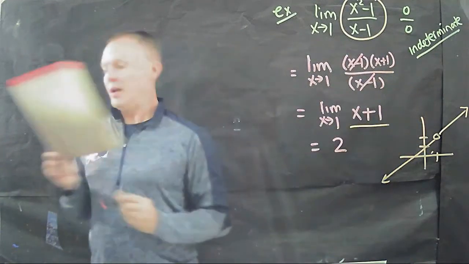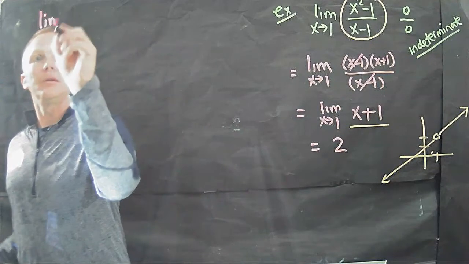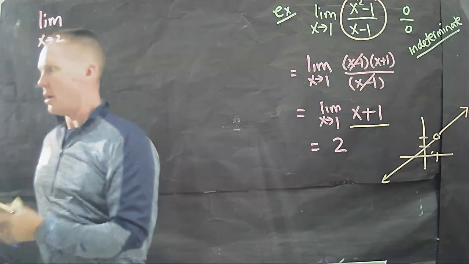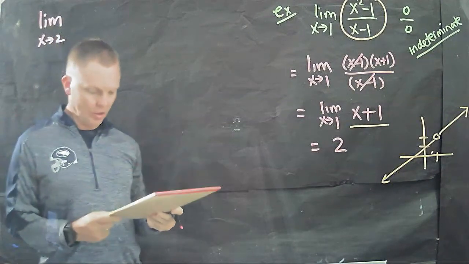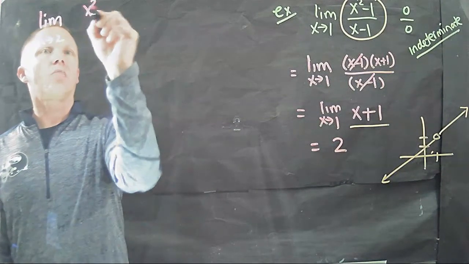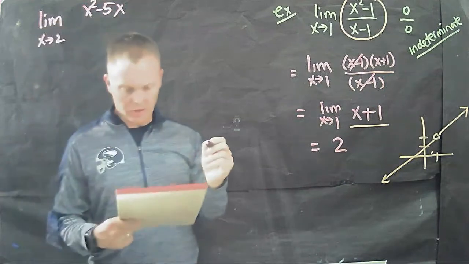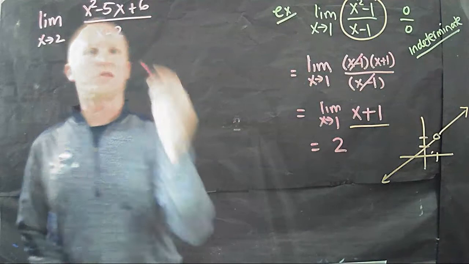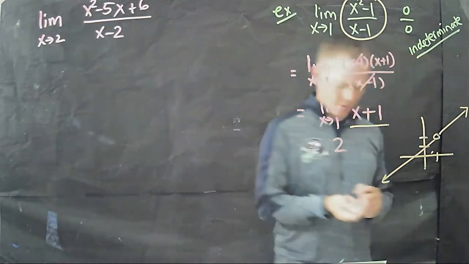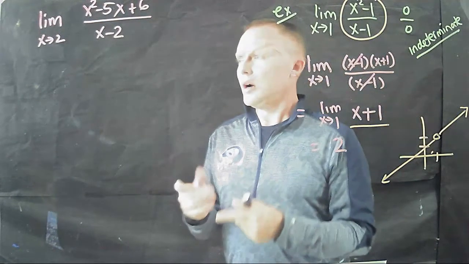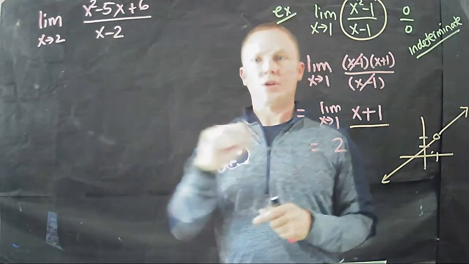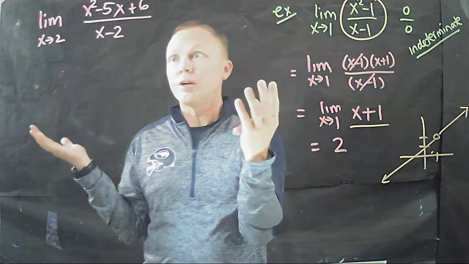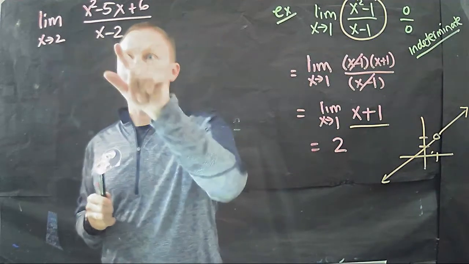Here we go. Ready? The limit as x goes to 2 of x squared minus 5x plus 6 over x minus 2. Okay. Yep, you can see that. Just making sure. So I'm looking at this and I say, okay, can I plug in 2 here?